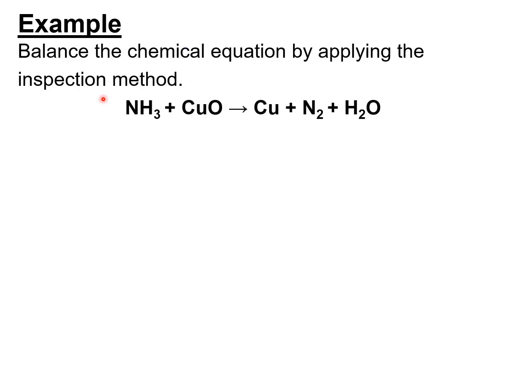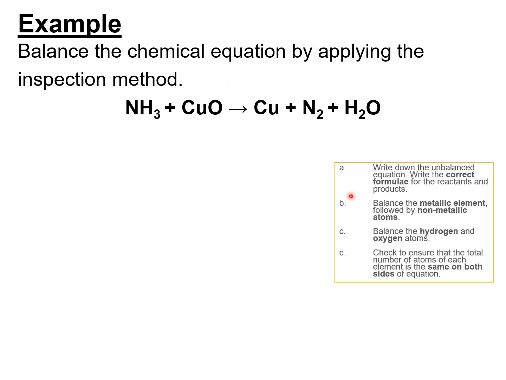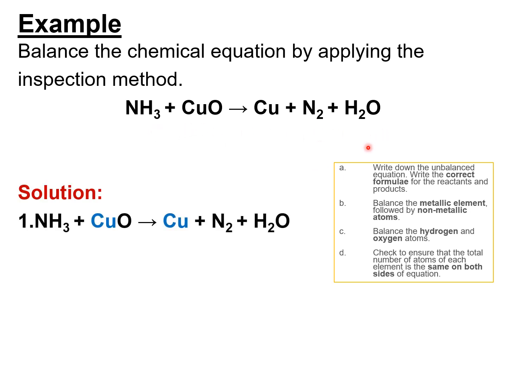For example, macam mana you nak balancekan this chemical equation by inspection method? Ingat balik, tadi Miss dah terangkan macam mana nak balancekan chemical equation by inspection method. First, tulis dahulu this unbalanced chemical equation. And then, you balancekan the metallic element dahulu, baru the non-metals. So, siapakah metallic elements di sini? Copper. Copper is a metallic element and you check kedua-dua belah. Di bahagian reactant ada satu, bahagian produk pun ada satu. Okay, ngam. So, barulah balance the non-metal.